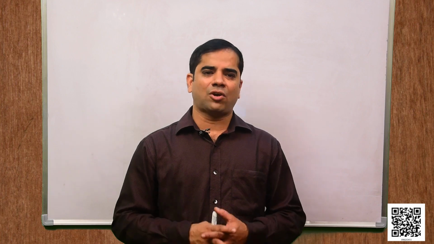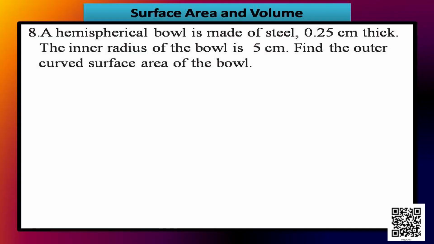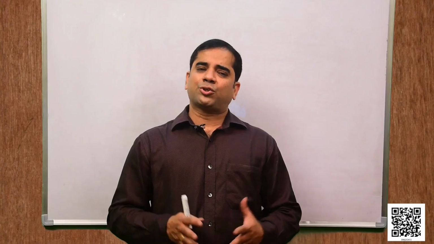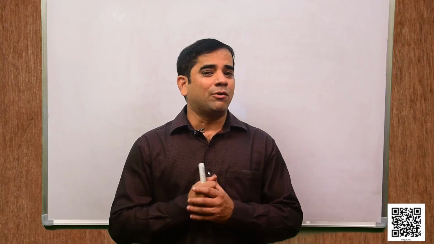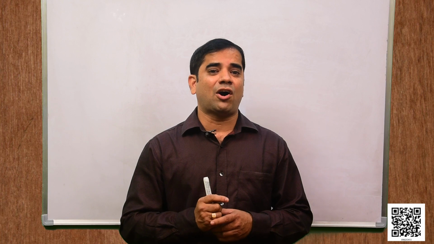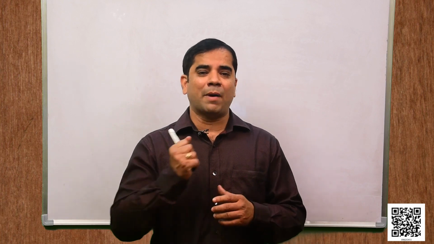Students, let us now solve question number 8. It says a hemispherical bowl is made of steel 0.25 centimeter thick. The inner radius of the bowl is 5 centimeter. Find the outer curved surface area of the bowl. Okay. So, let us do the solution part. So, students, what is given over here? The inner radius of the hemispherical bowl.